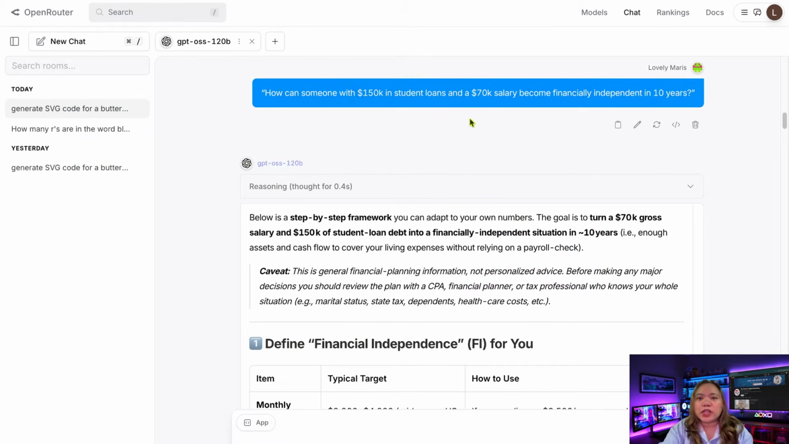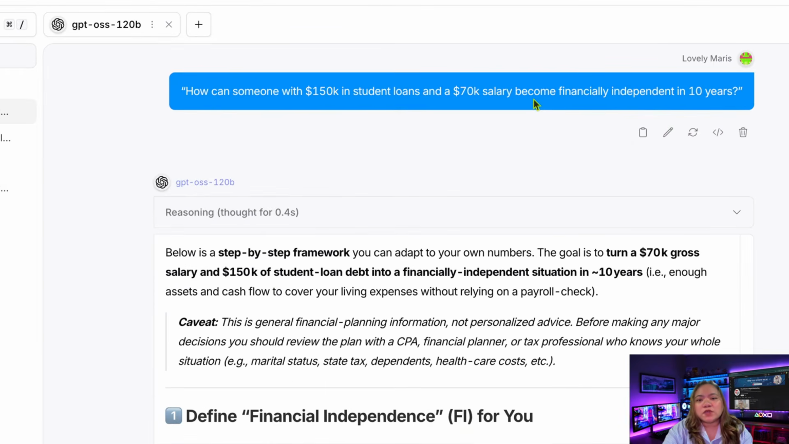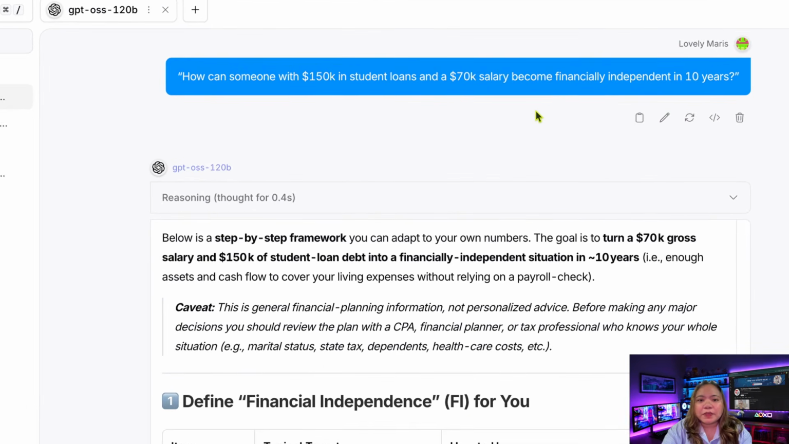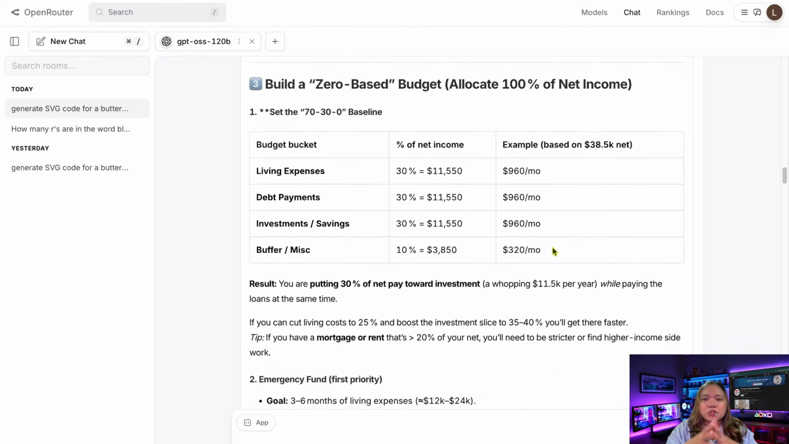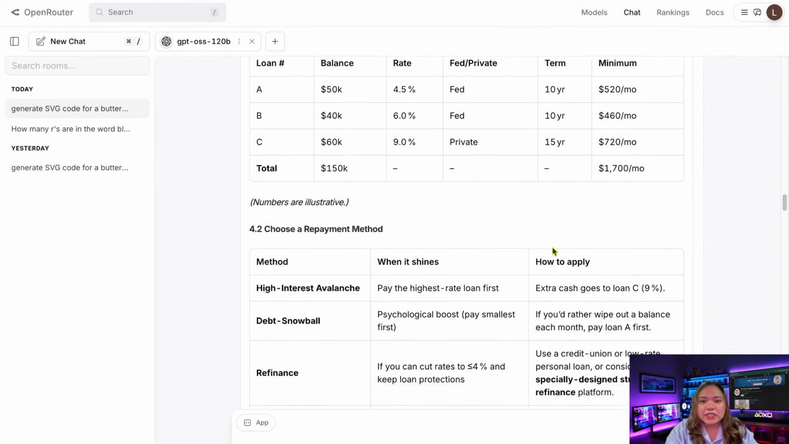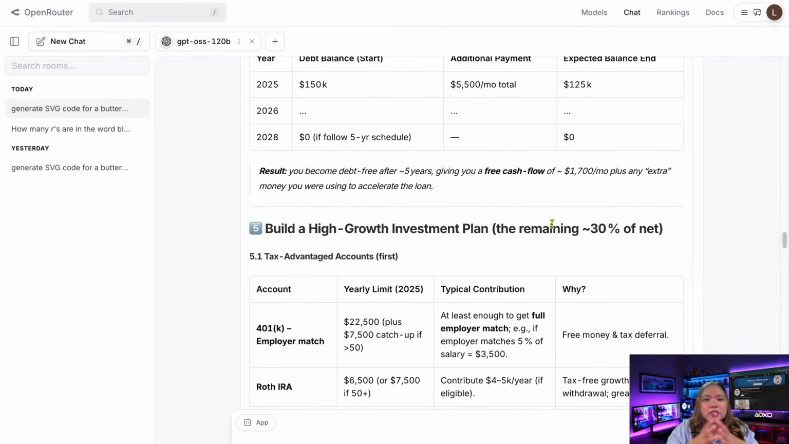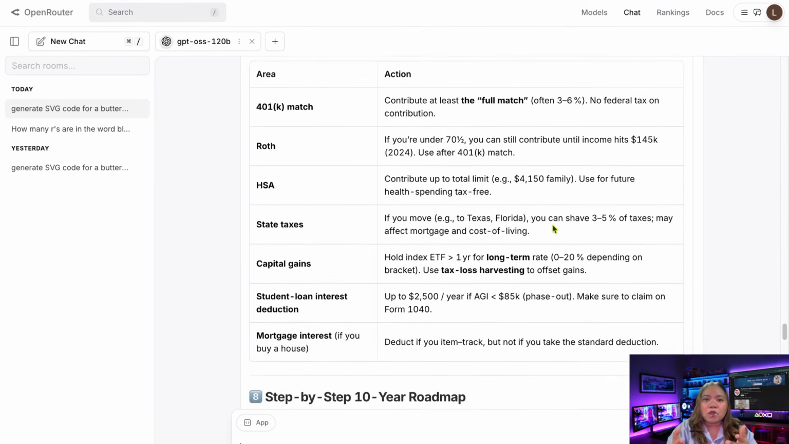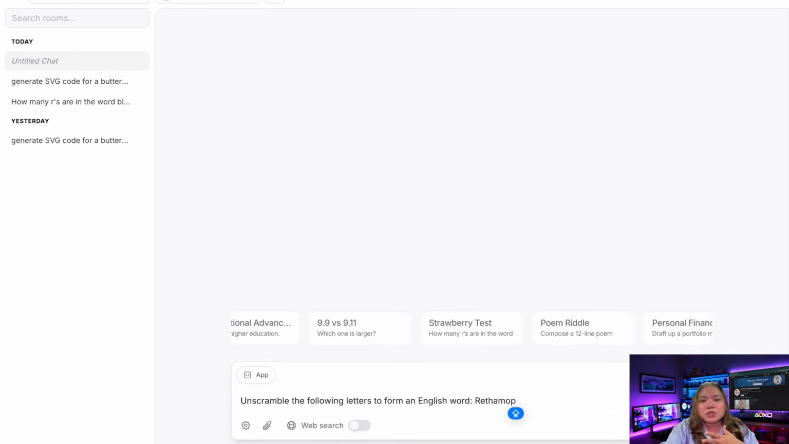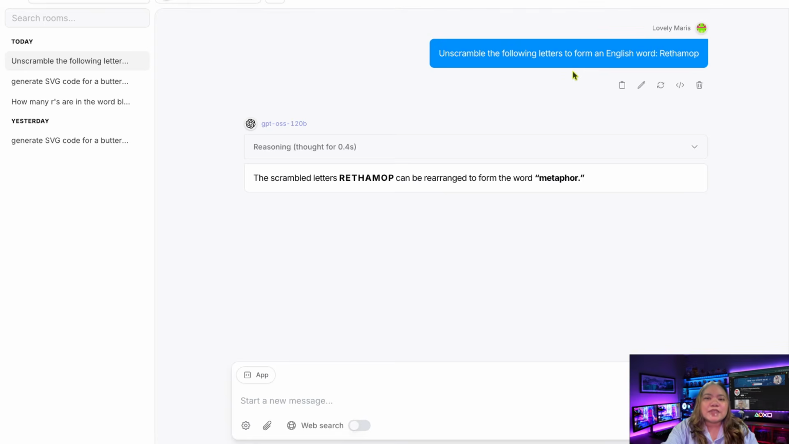Now let's try the model's logical and financial reasoning. So, for instance, my prompt was, how can someone with 150K in student loans and a 70K salary become financially independent in 10 years? The model delivered a comprehensive and coherent portfolio strategy. It addressed investment planning, tax efficiency, contribution schedules, insurance, and risk mitigation. The quality of this response underscores the model's strong performance in reasoning tests. The model also demonstrated competence in language puzzles. When given a scrambled word, it quickly and accurately produced the correct solution. This reflects a high level capacity for language manipulation and deductive reasoning.